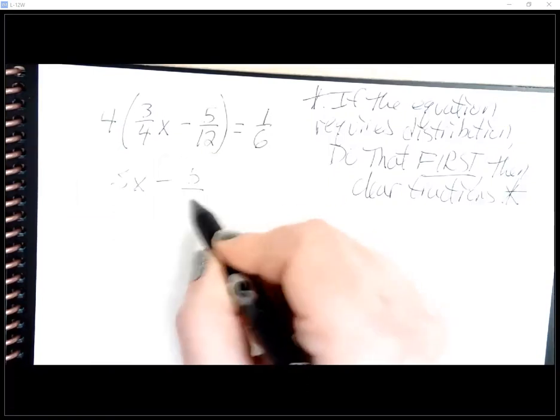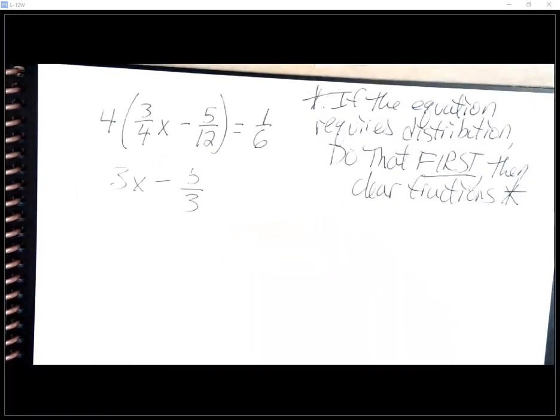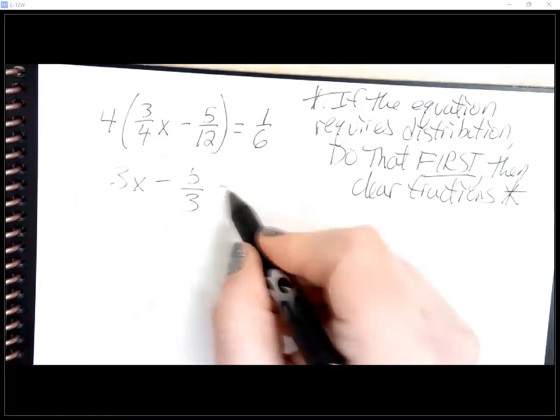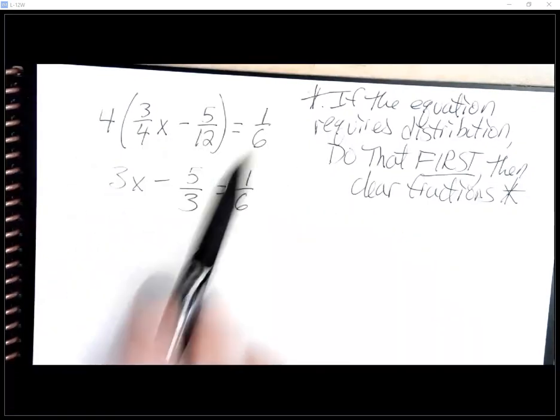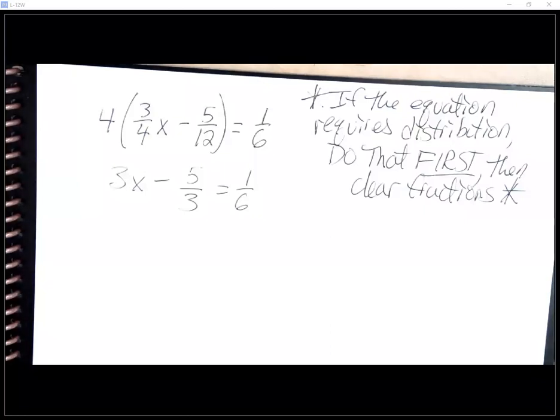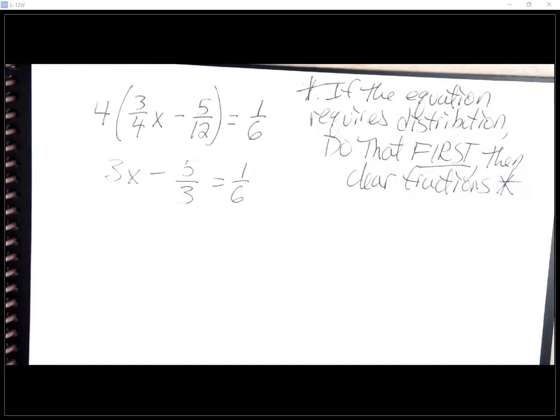You can also make it 20/12, but wouldn't that just reduce down to be that 5/3 anyway? Now that's just a 1/6, right? Because I'm only distributing right here. Does that make sense? Everybody okay?